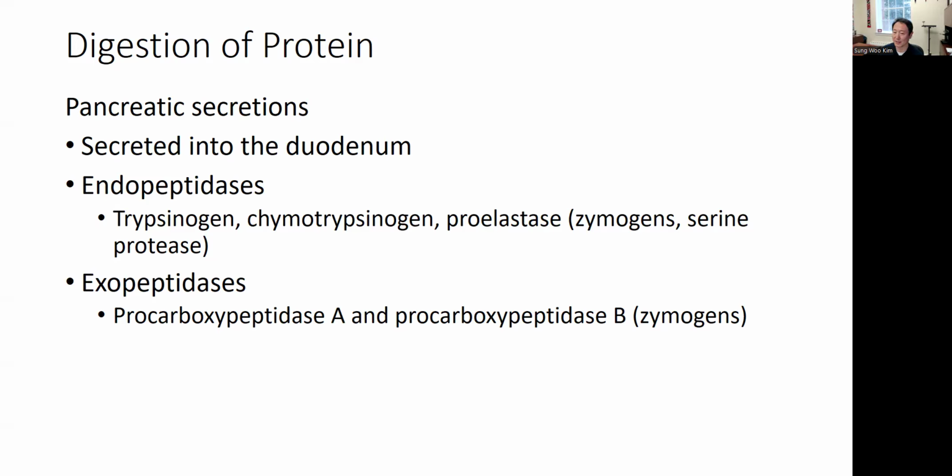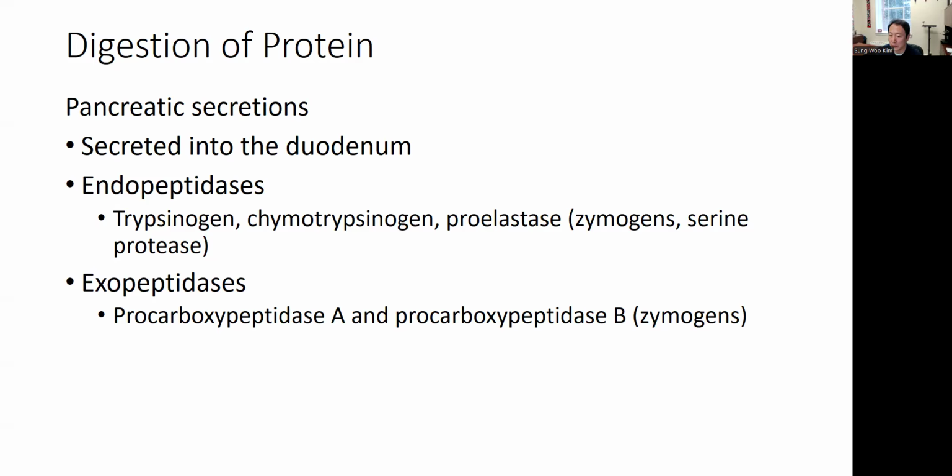So trypsinogen is an inactive form of trypsin. Chymotrypsinogen is an inactive form of chymotrypsin. And proelastase is an inactive form of elastase. So I already mentioned that we call those inactive enzymes zymogens. These zymogens need to be activated. Okay? And all these three proteases belong to the serine proteases, which we will talk about in the next few slides. And there are two exopeptidases secreted from the pancreas.